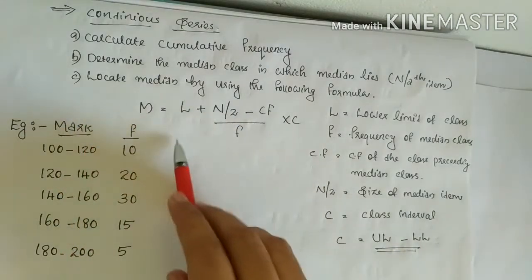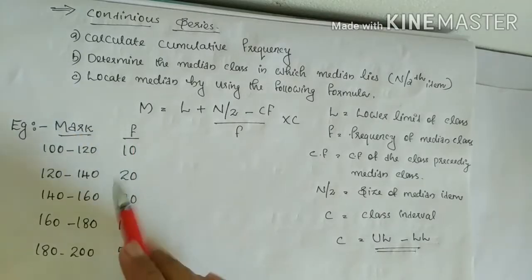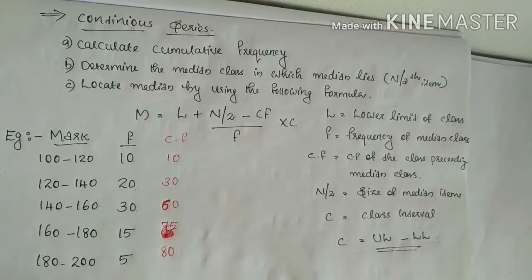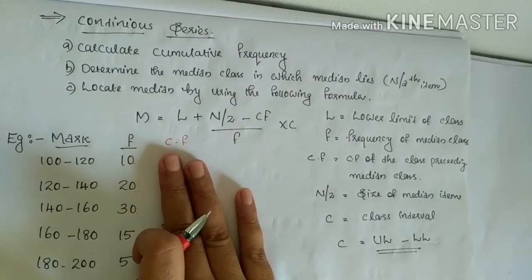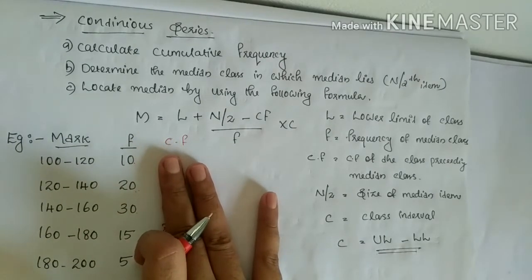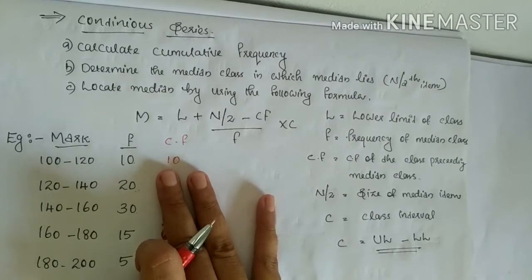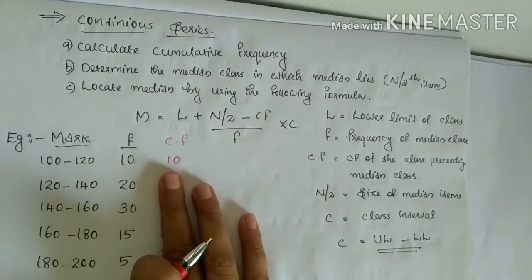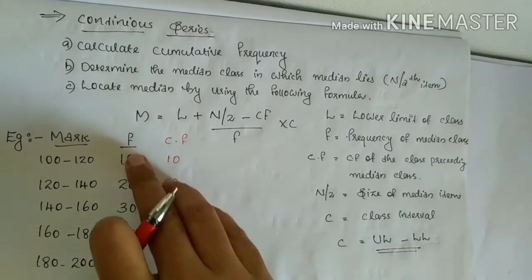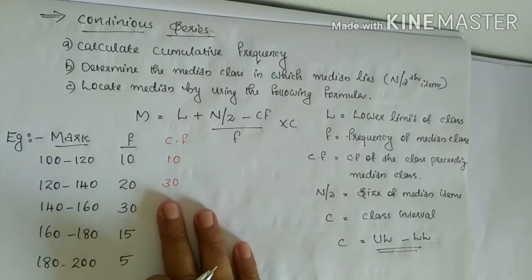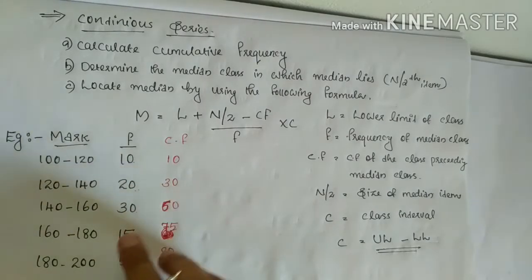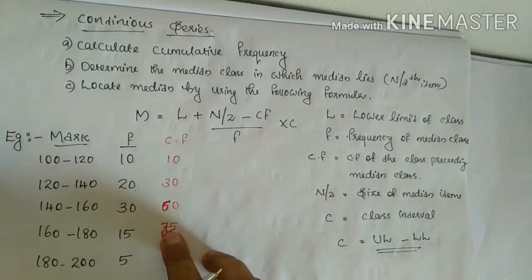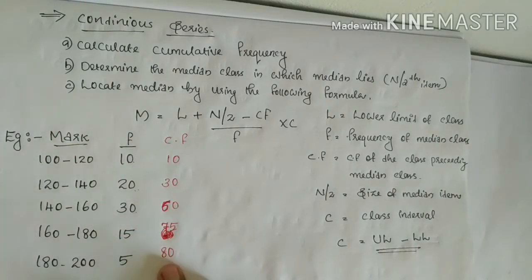Then we will work out a problem: calculate median from the following data. In this question, the marks and frequencies are given. The first step is to calculate cumulative frequency. How to calculate cumulative frequency? The cumulative frequency of the first class is 10 and the second class is 10 plus 20, that is 30. Next class 30 plus 30, that is 60. The next one 60 plus 15, 75. 75 plus 5, that is 80.